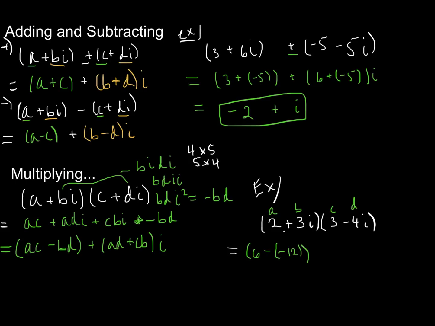That's our real part. Now our imaginary part is going to be a times d, 2 times negative 4, which is negative 8, plus c times b, which is 3 times 3, or 9, times i. So simplifying this out, we have 6 plus 12, which is 18, and then negative 8 plus 9, which is 1, so plus 1i, or just i. And there you go.